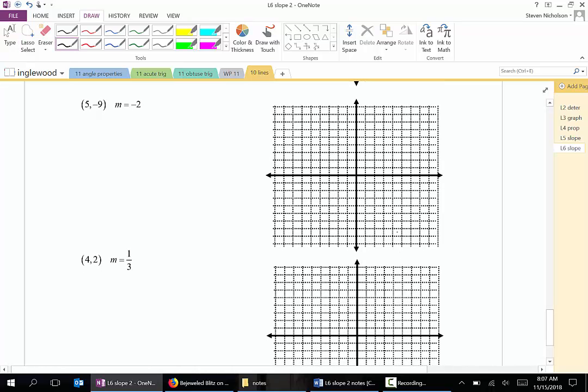So 5, -9 is right here. And again, a slope of -2 is better thought of as that. Now remember that negative, if I took it like this, the negative would be down 2, right 1. But then I'm off the graph. So instead of going down 2, right 1, I'm going to go up 2, left 1. And if we connected those dots, that would be a negative slope. So I'm going to keep on going up 2, left 1, up 2, left 1, up 2, left 1, up 2, left 1, up 2.